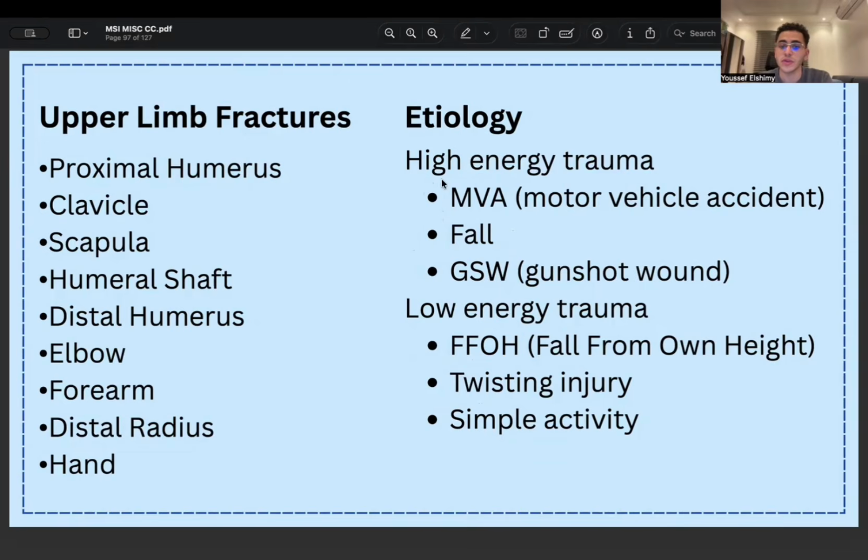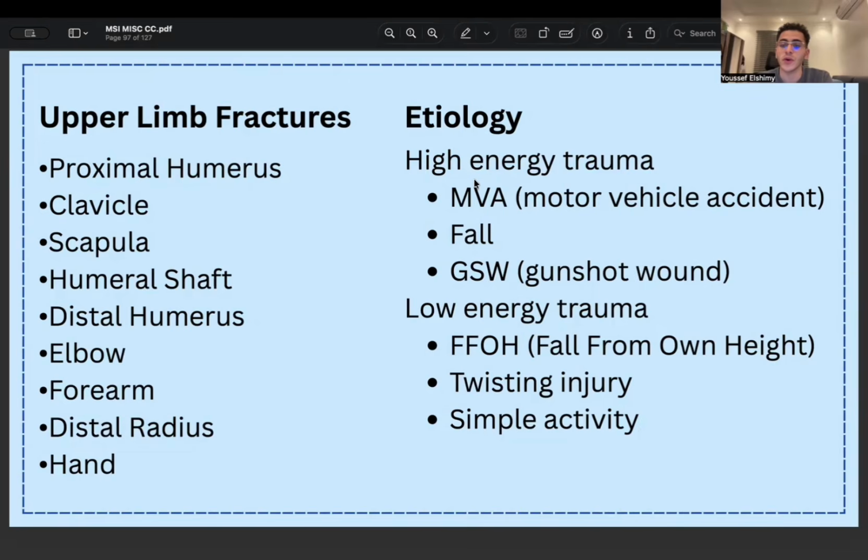Why are we concerned so much about high energy trauma? Because patients who experience high energy trauma do not only present with fractures. This might be the least thing they present with. What we are concerned more about is the vitals.